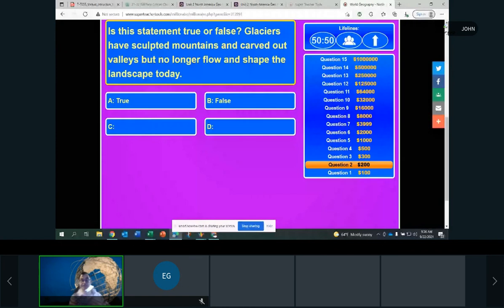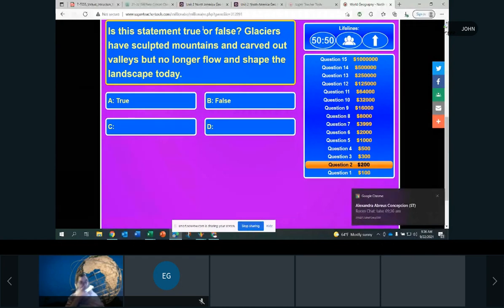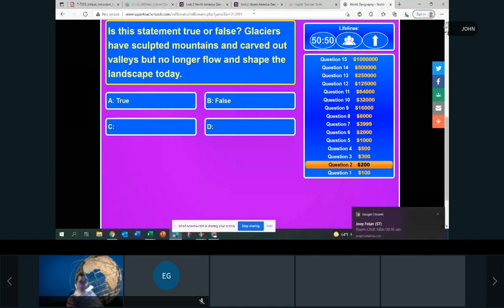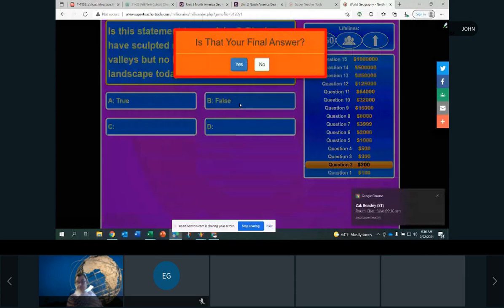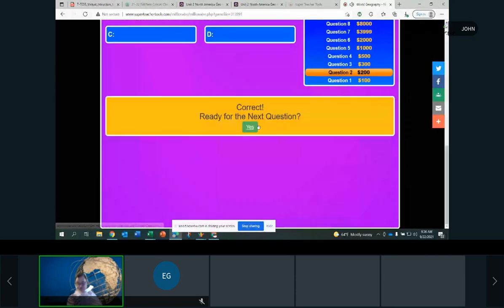Is this statement true or false? Glaciers have sculpted mountains and carved out valleys, but no longer flow and shape the landscape today. So I'm going with B. The answer is false.